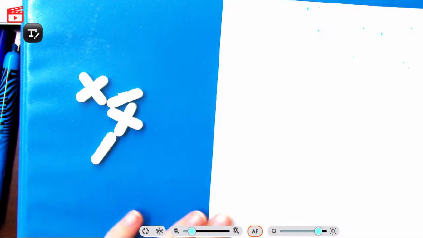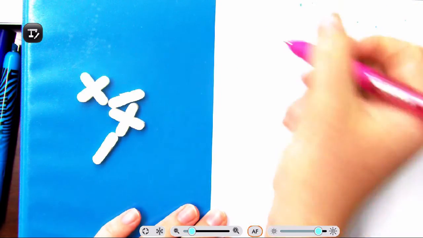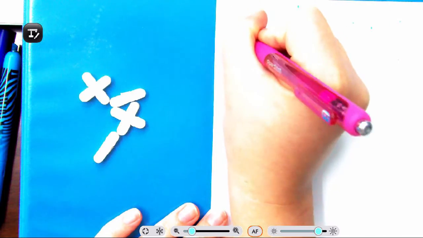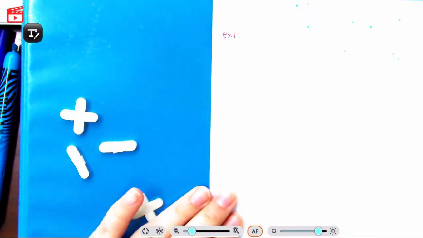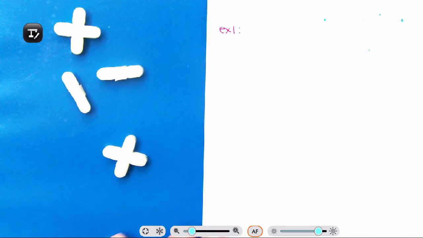So I'm going to do this, so that way we can kind of multitask and you can see what I'm working with. So let's do example 1. I'm going to choose smaller numbers, that way I can show you these, and then I'll do one example with larger numbers.